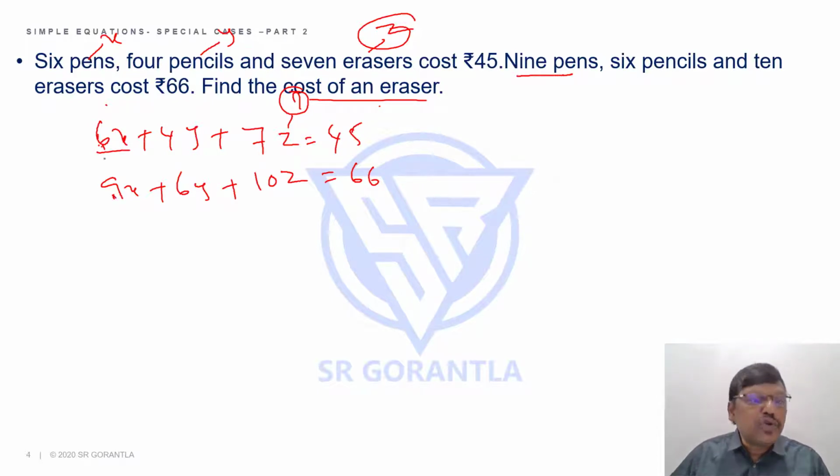6:9, what is the ratio? 2:3. 4:6, what is the ratio? 2:3. Same or not, students? Because the ratio of the coefficients here and here is same, we can find z value. If it is not same, we cannot find z value. That's what I'm trying to say.